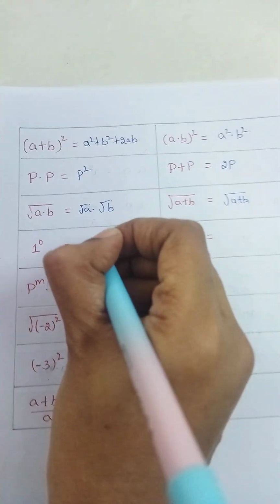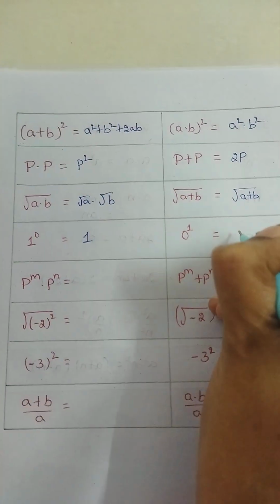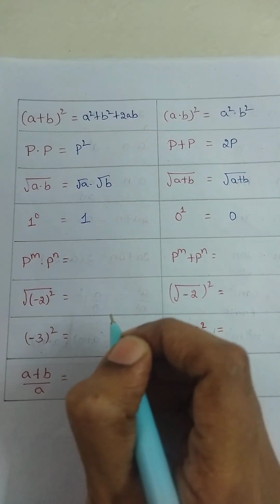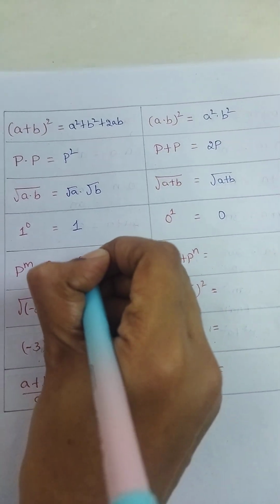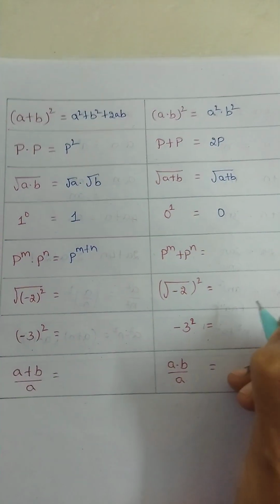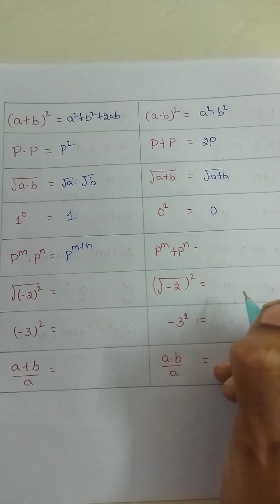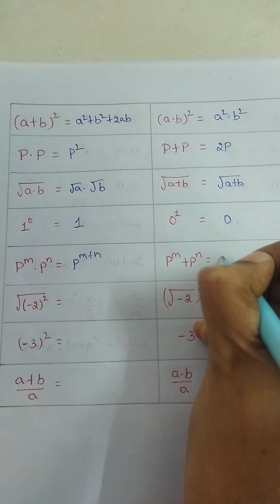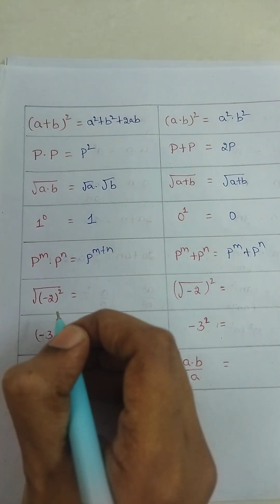Here 1 power 0 is 1. 0 power anything is 0. p power m into p power n equal to p power m plus n. p power m plus p power n can be written same as it is, p power m plus p power n.